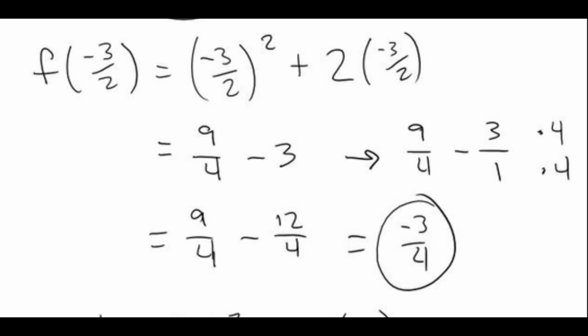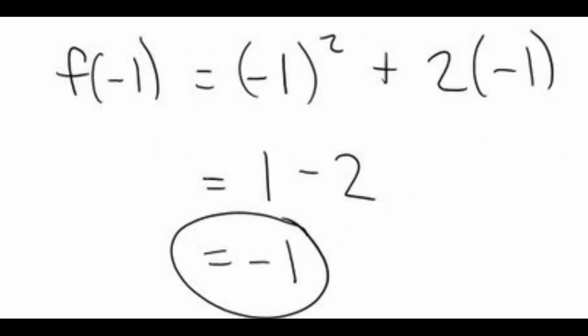Now the next one's, I don't know, probably the trickiest one to figure out which one to use. They gave us negative 1. Well, is negative 1 less than or equal to negative 1? The or equal to is the important part. Negative 1 is equal to negative 1, so that's why we're using the top line again. So negative 1 squared is 1. 2 times negative 1 is negative 2. 1 minus 2 is negative 1. So that one's kind of easy if you know which one to use.